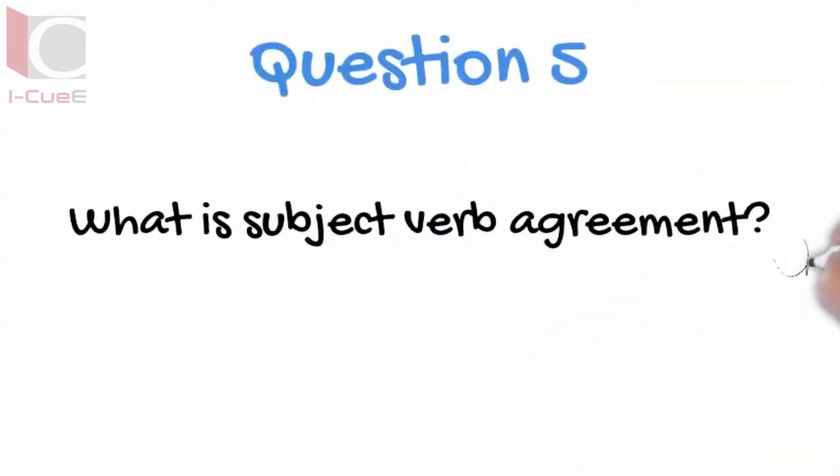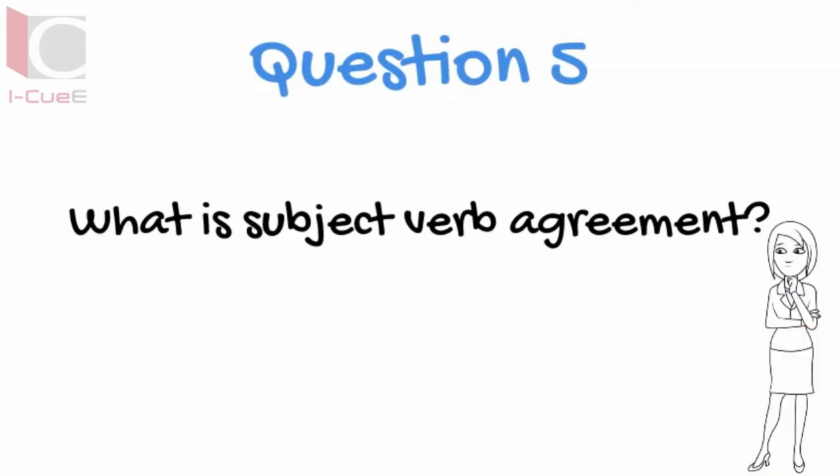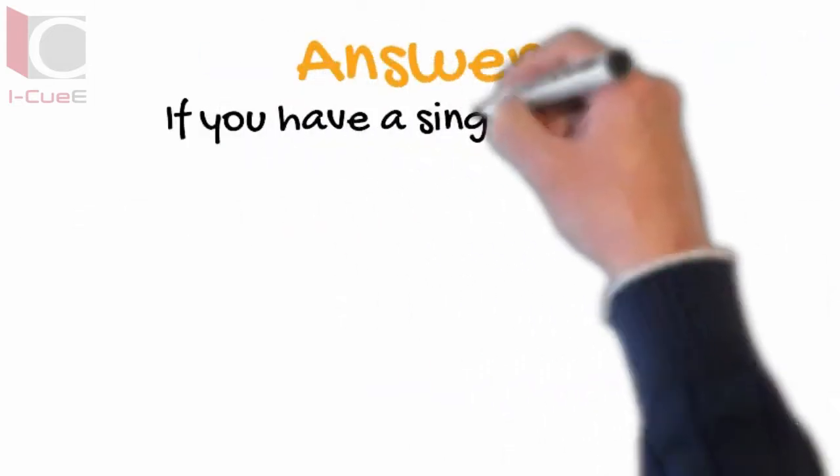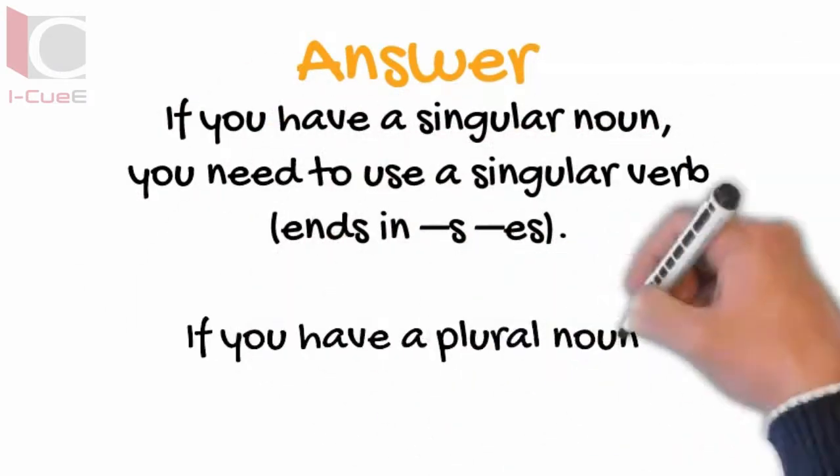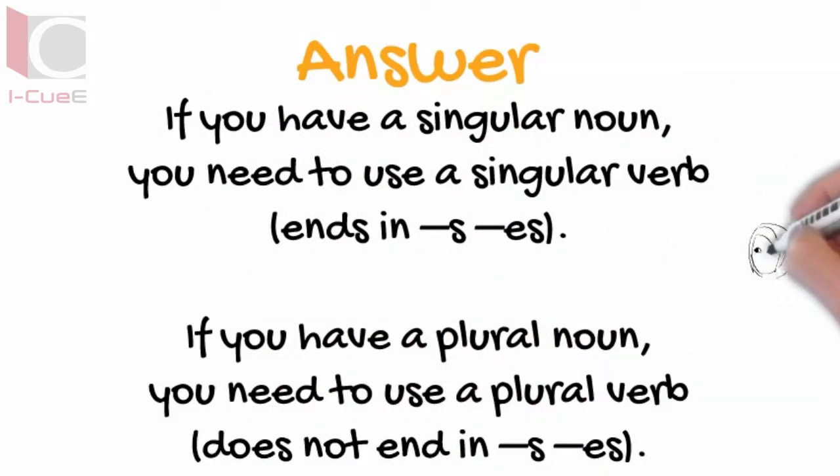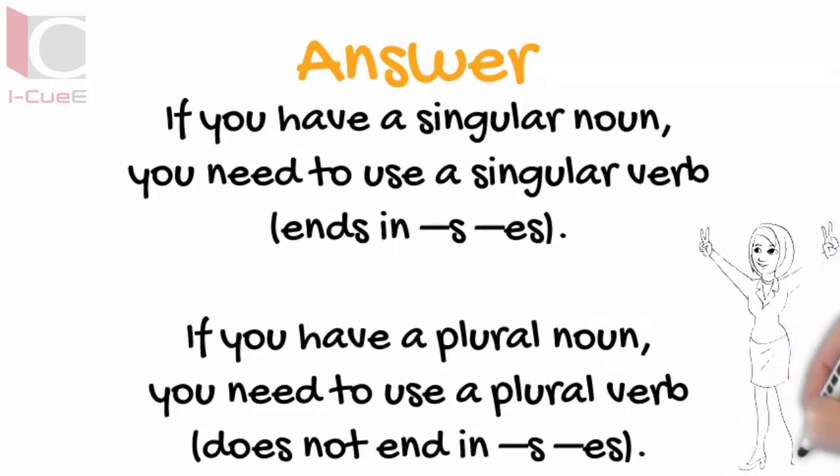What is subject-verb agreement? If you have a singular noun, you need to use a singular verb, ends in s or es. If you have a plural noun, you need to use a plural verb, does not end in s or es.